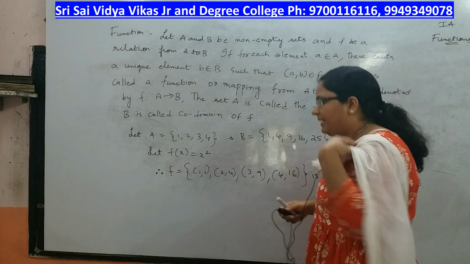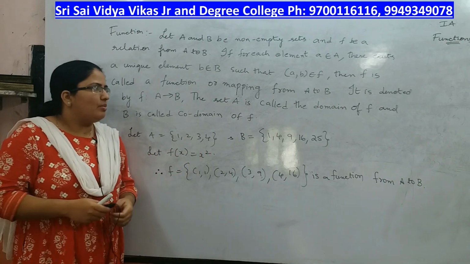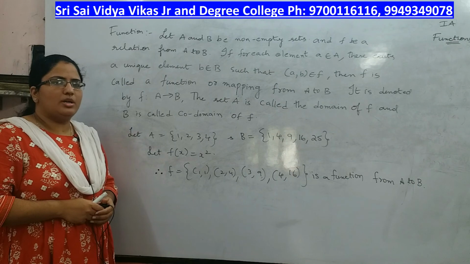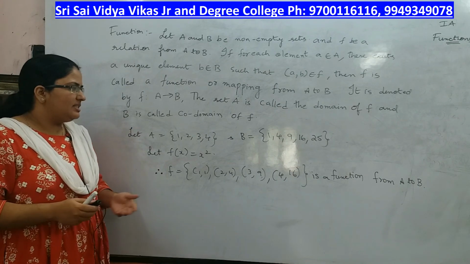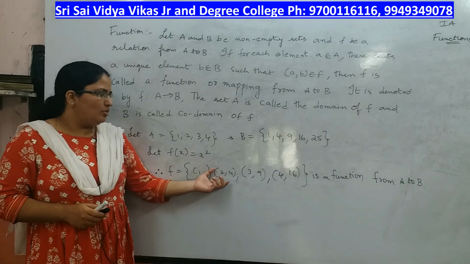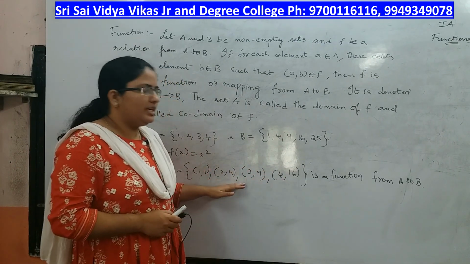Next, we are starting a new chapter, that is functions. Now, before going to functions, first of all, what is a relation? A relation is nothing but a set of ordered pairs, something like (1, 1), (2, 4), (3, 9), (4, 16). This is a relation.